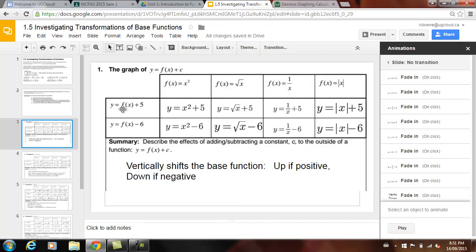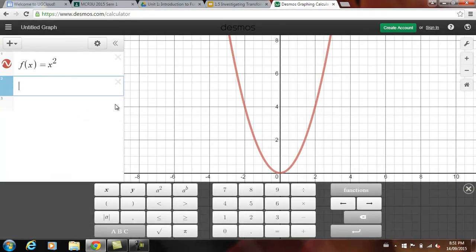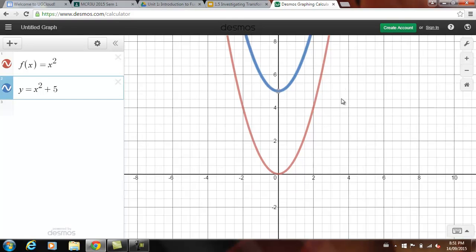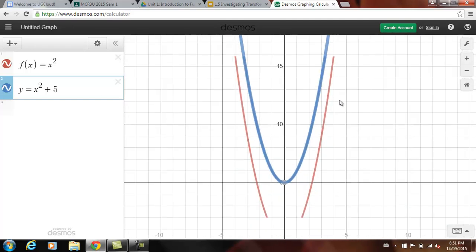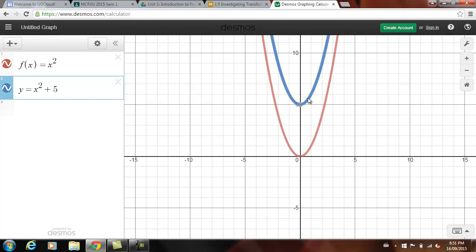What we want to do is take x squared and add 5. For each one of them, we're going to add 5 to it, and see what happens. So we just make a new function. We'll call it g of x, or we can call it y, equals f of x plus 5. So it looks like this. Notice that's the same thing as x squared plus 5. What's happened is it's maintained its same shape, but it's been shifted up 5.